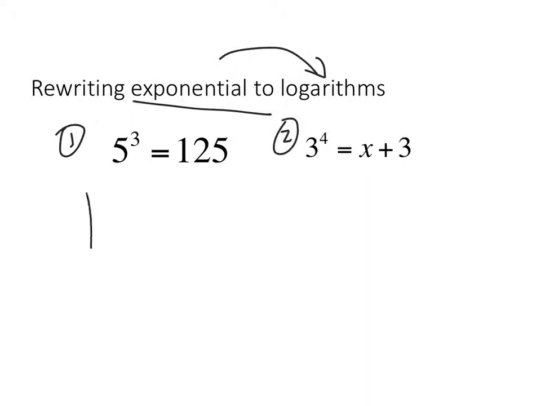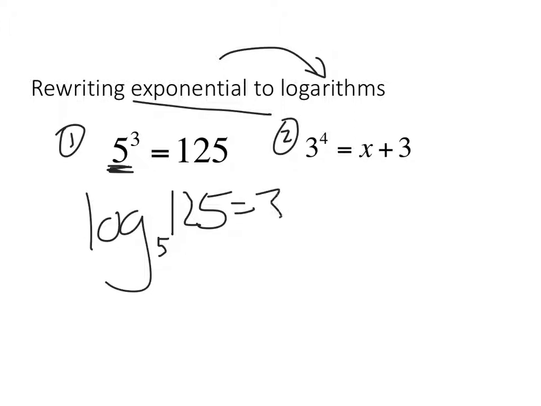First thing I'm going to write is log. We're writing it as a logarithm, so I'm going to write log down. Our base number, or our big number, is 5, so I'm going to put a little 5 underneath that log. So log base 5 of 125, and we know that logarithms equal the exponent, so it equals 3.